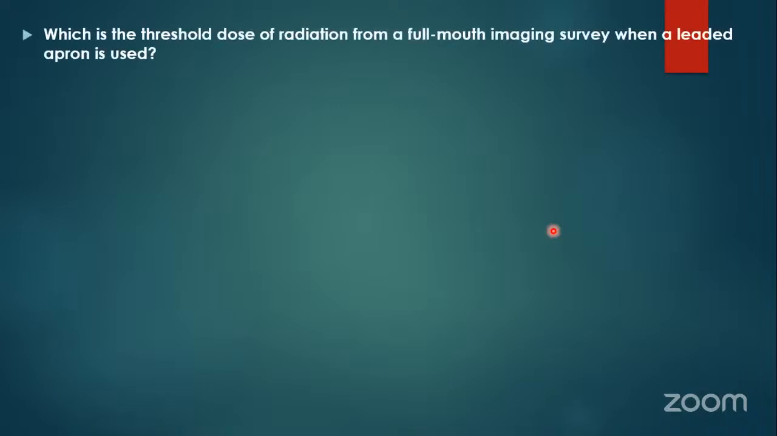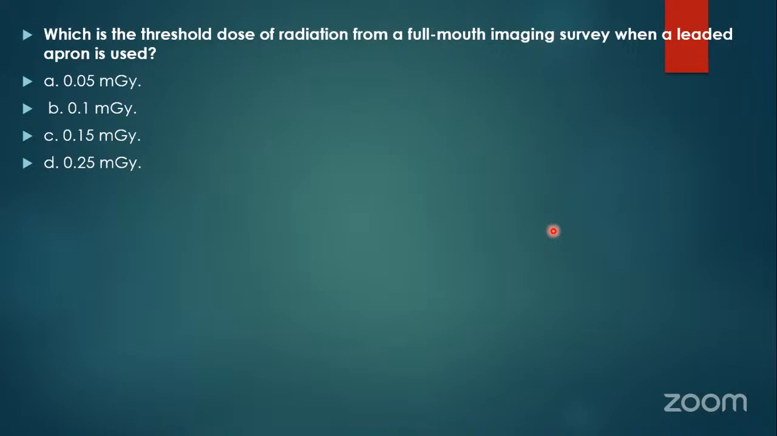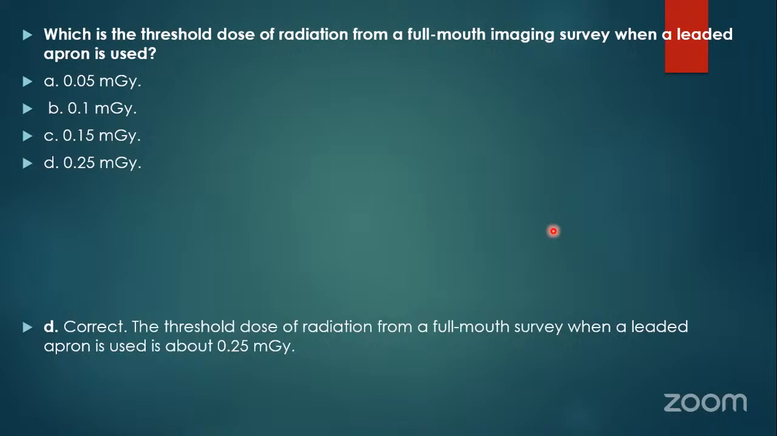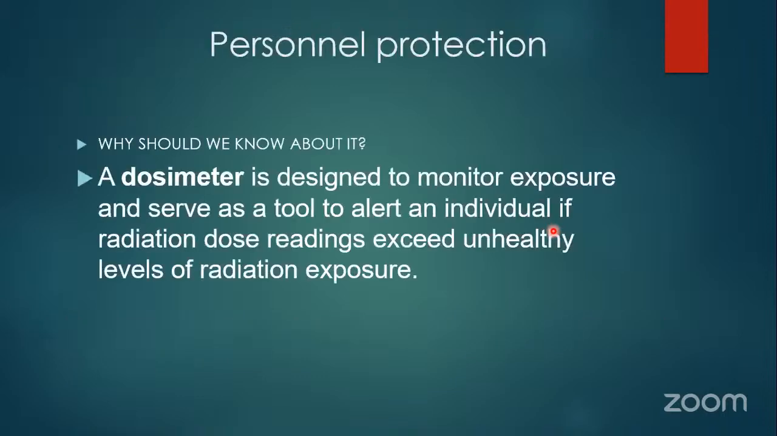Okay, so what is the threshold dose of radiation from a full mouth radiograph when a lead apron is used? So, full mouth radiograph, we all know, right? The entire mouth is going to be taken for radiography. So, whenever the full mouth radiography is being taken, the threshold dose of radiation should be 0.25 milligrays.